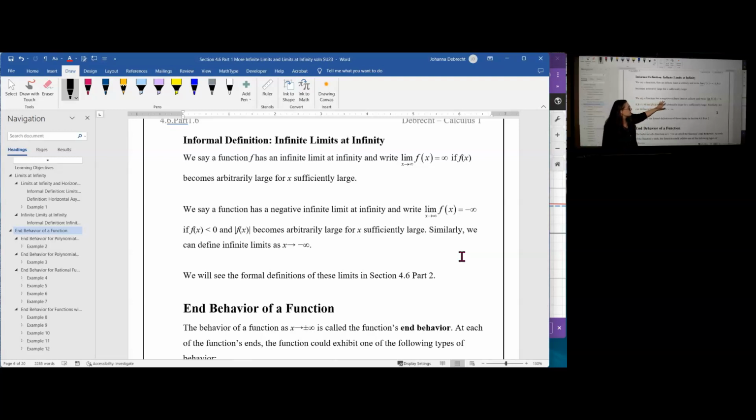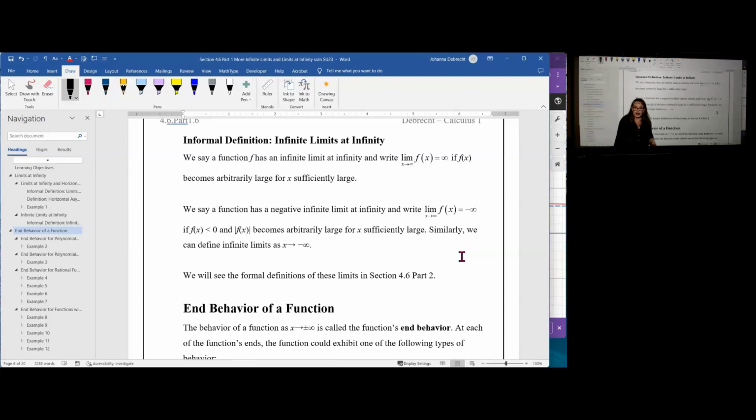We say the function has a negative infinite limit at infinity, and we use the notation right here, provided that as x becomes sufficiently large, the function value is negative, but the magnitude also becomes sufficiently large.